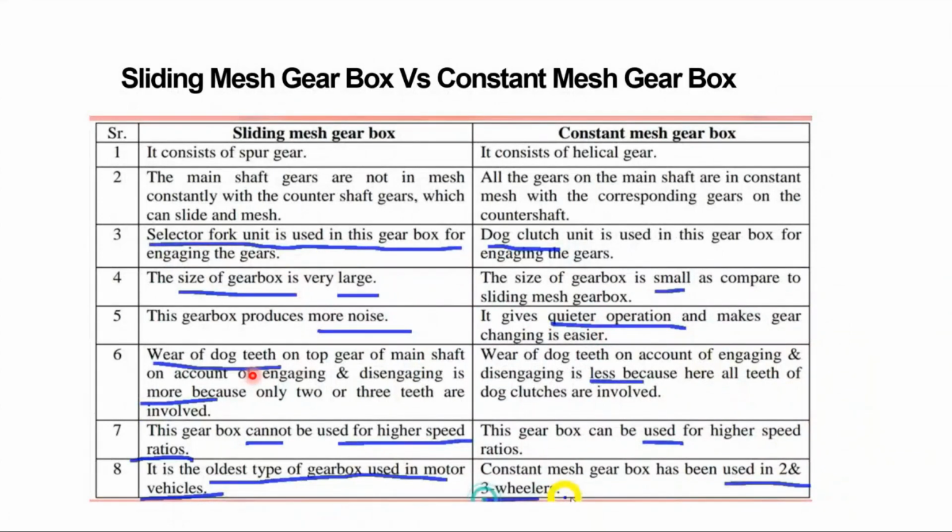And the wear is going to be much higher, and the wear is less in the case of constant mesh gearbox because of the dog gear. And basically this sliding mesh gearbox cannot be used for high speed ratio, whereas this constant mesh gearbox can be used for higher speed ratios. And this sliding mesh is outdated because this is the oldest type of gearbox, and this constant mesh gearbox has been used in 2 and 3-wheeler application.